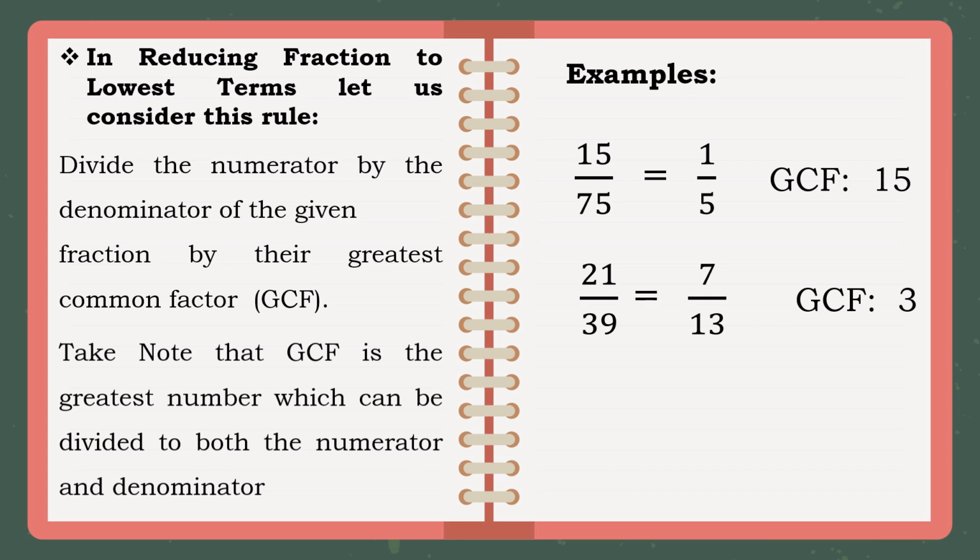21 over 39 is equal to 7 over 13. The GCF is 3. So we divided 21 divided by 3 is equal to 7. 39 divided by 3 is equal to 13. 220 over 365 is equal to 44 over 73. The GCF is 5. We just divided 220 divided by 5 is equal to 44. 365 divided by 5 is equal to 73.